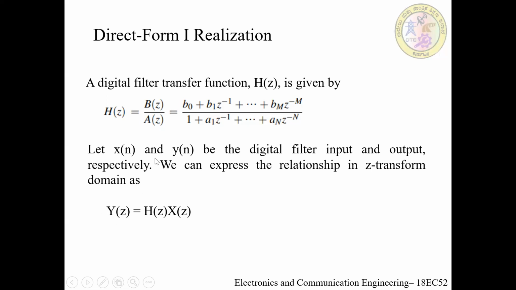So H of Z is equal to B of Z by A of Z. Transfer function is nothing but the Z transform of output to the Z transform of input. If we solve for the Z transform of output, that is Y of Z, it will be equal to the transfer function into the Z transform of input X of Z. So this is our relationship between output and input in the Z domain.